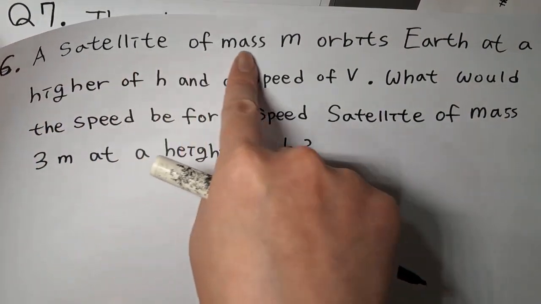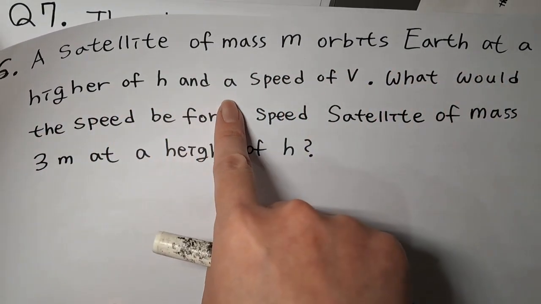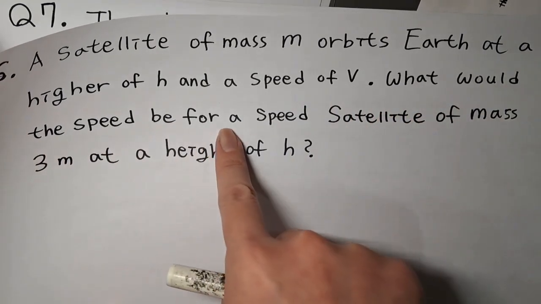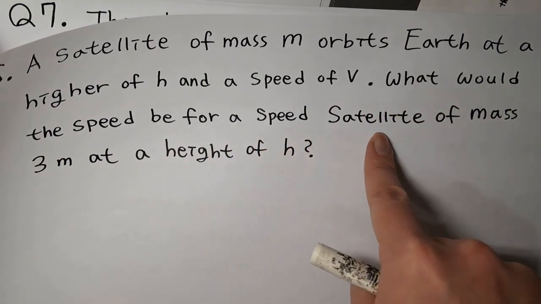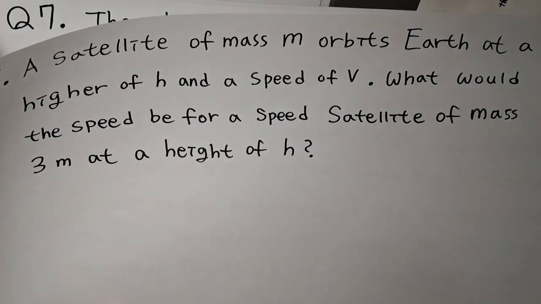A satellite of mass m orbits Earth at a height of h and a speed of velocity v. What would the speed be for a satellite of mass 3m at a height of h?